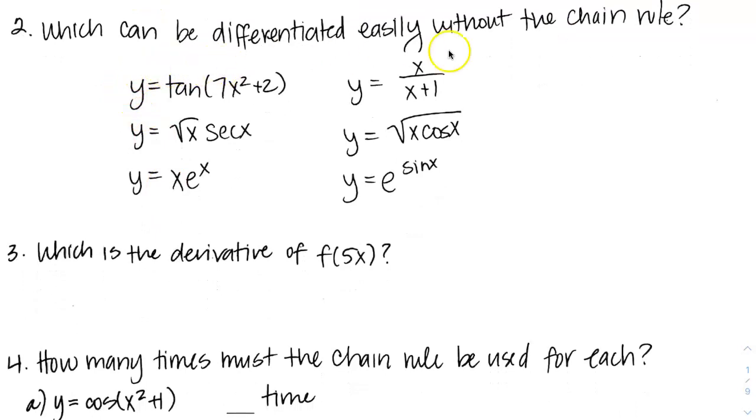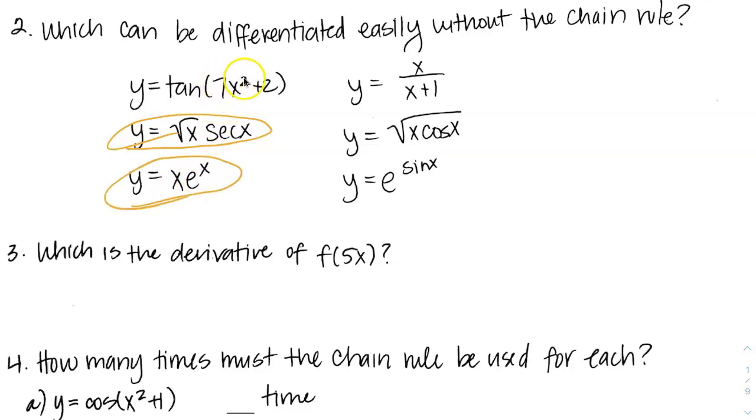Problem 2, which of these can be differentiated easily without the chain rule. So the first one, I always think about it like, how many x's do you see? So how many separate x's do you see? Look at the second one here, there's 2 separate x's. This is not a chain rule. This is a product rule. Same thing down here. Notice the 2 separate x's. That's a product rule.